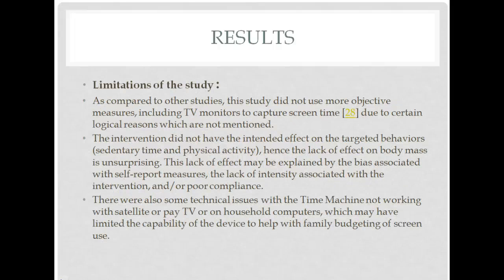There were limitations to this study. As compared to other studies, this study did not use more objective measures, including TV monitors that captured screen time, due to logistical reasons which were not mentioned in the study. The intervention did not have the intended effect on the target behaviors, the sedentary time versus physical activity. Hence, the lack of effect on body mass is unsurprising. This lack of effect may be explained by the bias associated with self-report measures, the lack of intensity associated with the intervention, and/or poor compliance.